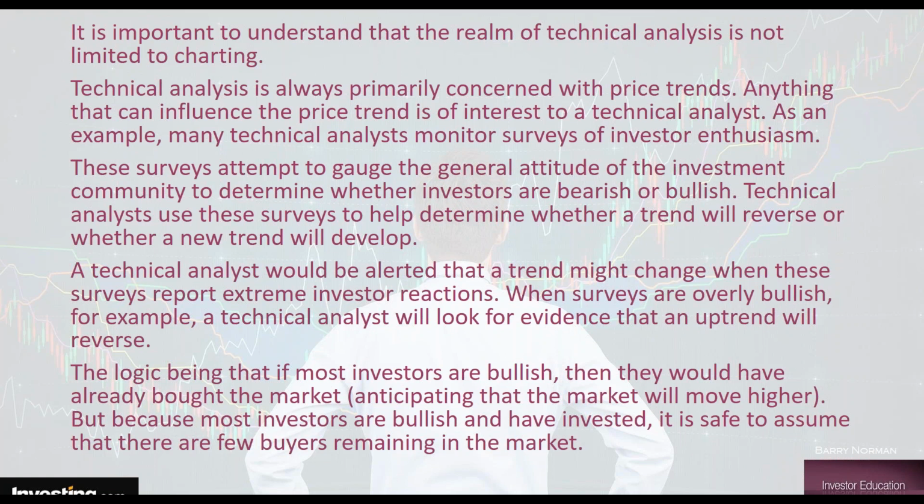A technical analyst would be alerted that a trend might change when these survey reports report extreme investor reactions. When surveys are overly bullish, for example, a technical analyst will look for evidence that an uptrend will reverse. This is called being overbought or oversold in the market. And these are mathematical calculations that are placed below a chart. Depending on what the calculation is, it will tell you simply whether the markets are overbought or oversold. Doesn't mean they're going to reverse. It just means they have a tendency to.